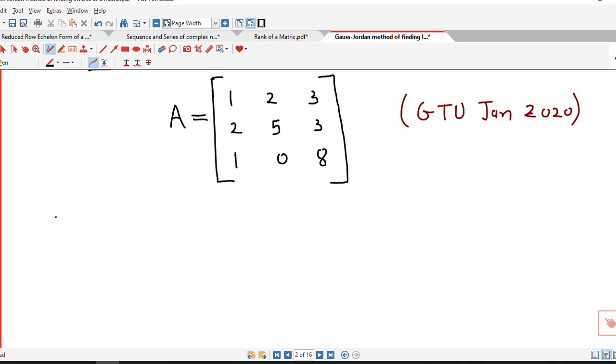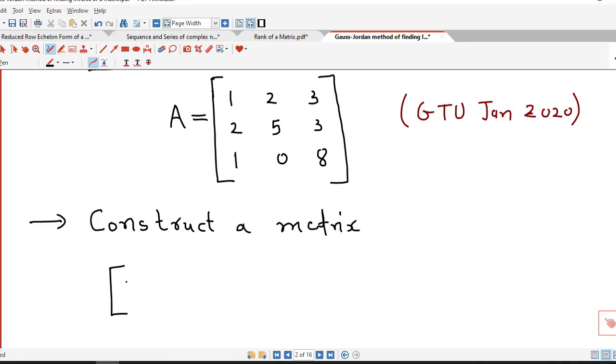So the idea of the method is we have to first construct a new matrix. We take a partition here. On the left side of this vertical line we write original matrix, and on the right hand side we write identity matrix of the same order. Here capital A is matrix of order 3, so in parallel we will write identity matrix of order 3.